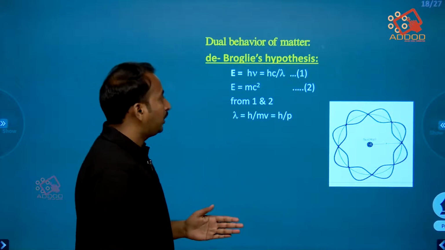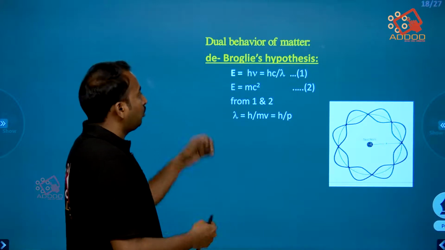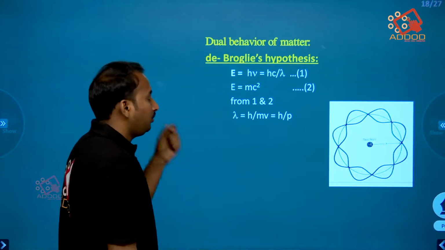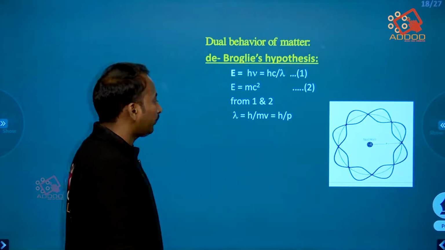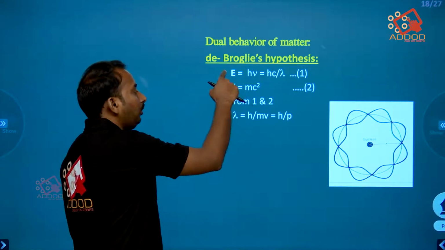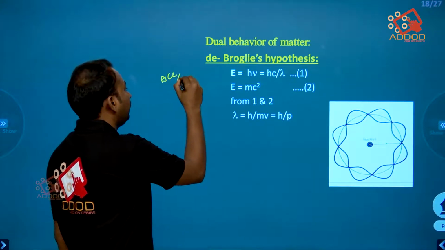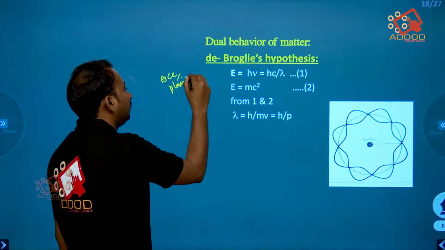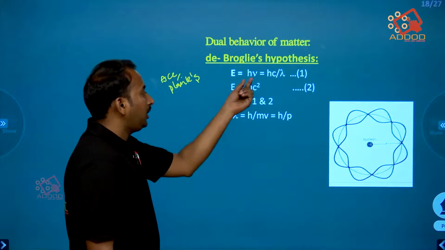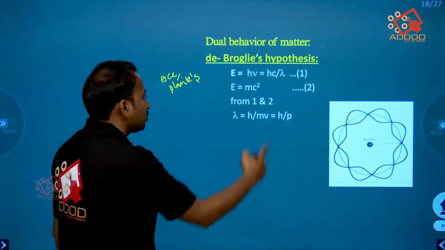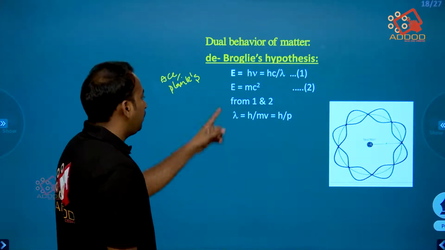And next we discuss the dual behavior of matter. Dual behavior of matter means the particle has both wave nature and particle nature. So de Broglie's hypothesis, he proposed one equation, from which we can calculate the wavelength lambda of the particle. According to Planck's quantum theory, E is equal to h nu. Already we know nu is equal to c by lambda. So just substitute the value: E is equal to h c by lambda, it is equation number 1.